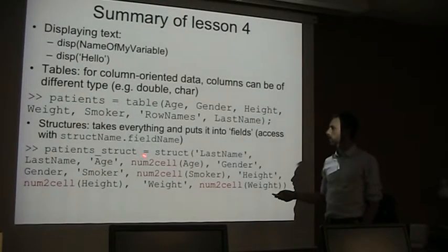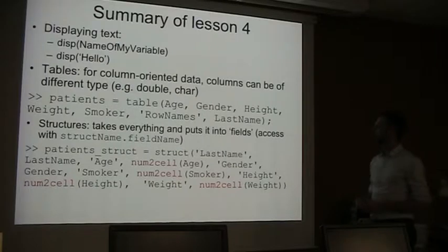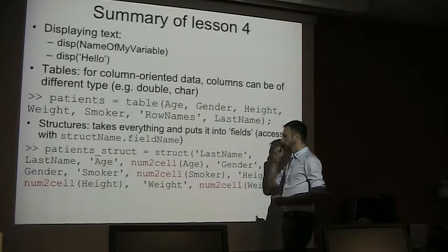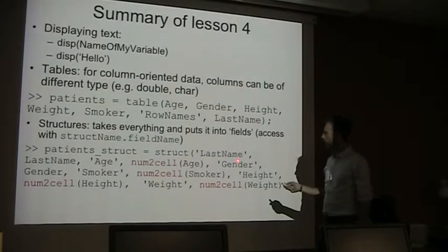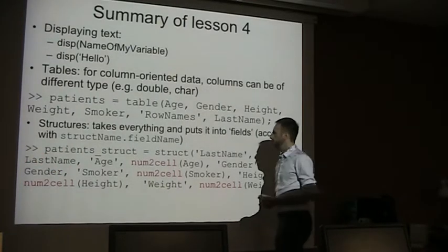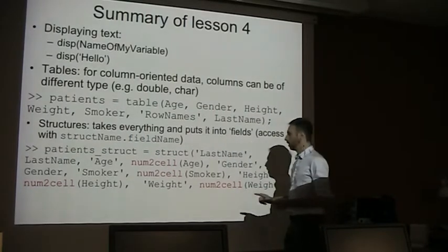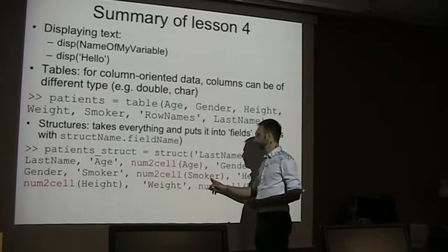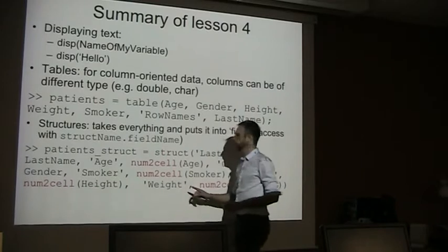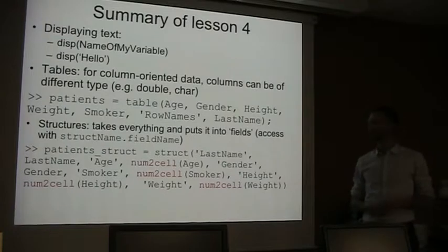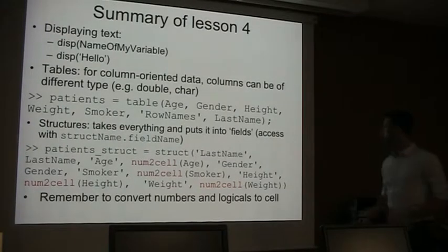So this was how we created the patient structure, and you had to put always first the name of the title you wanted to give to that column, and then the name of the variable. And some variables were numbers or logical. For example, smoker was a logical vector, and so in those cases you need to use num2cell to convert it, otherwise it doesn't come out properly. Maybe you remember from the exercise yesterday.